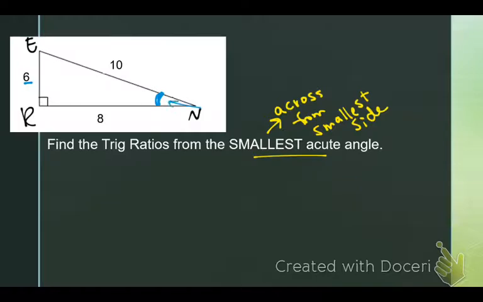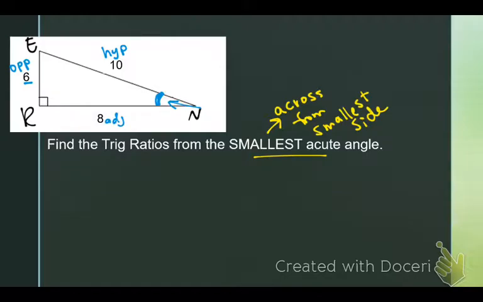So, from N, which side is the opposite side? Use the number 6. So, we got opposite. Which side is the adjacent? Sorry, we'll do this. Which side is the hypotenuse? That one's easy. 10. So that means which side is adjacent? 8.